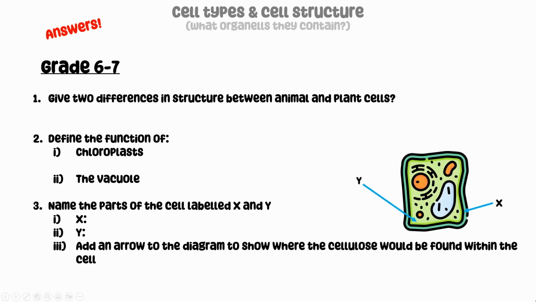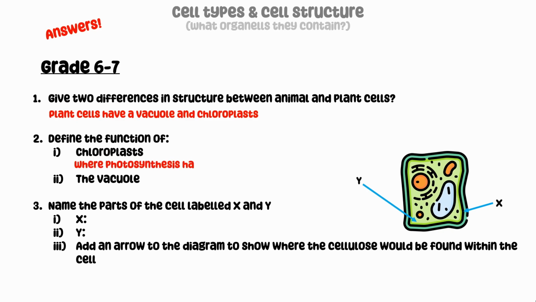Give two differences in structure between animal and plant cells. Plant cells harbor a vacuole and chloroplasts. Define the function of chloroplasts. Chloroplasts are responsible for photosynthesis. The vacuole. The vacuole contains cell sap and gives additional structure to the cell.